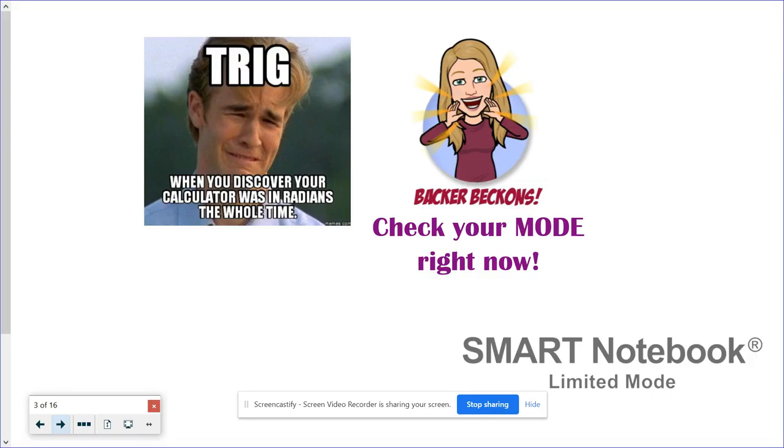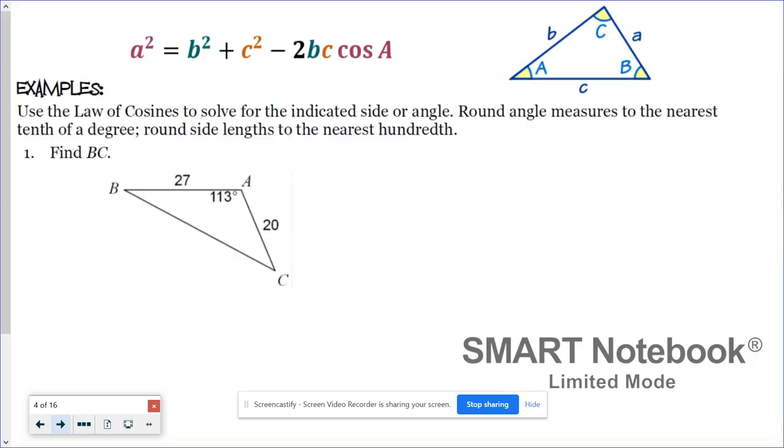So speaking of calculating, check your modes and make sure you're in degree mode. You're simply calculating. You're just going to take what you know, plug it into the proper formula, and calculate the result.